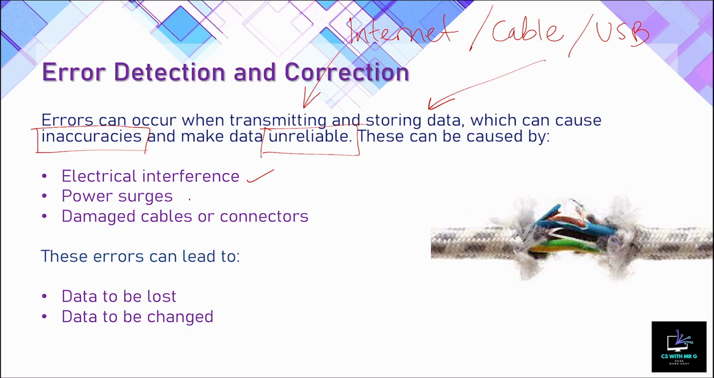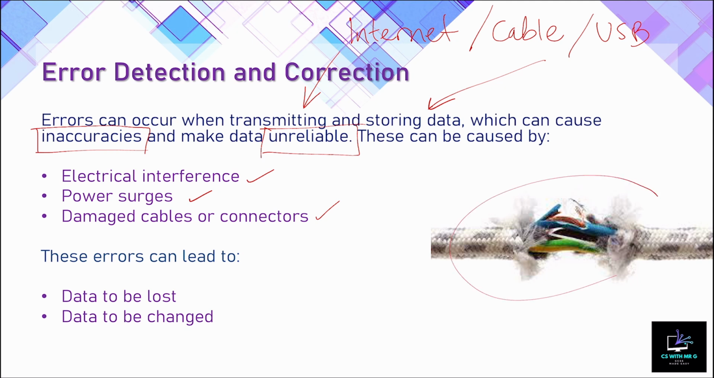We've also got power surges, where there may be a problem with the electricity in the building that you are in, and there could be a sudden surge of electricity causing the data to become corrupt. So again, the binary numbers that we've mentioned in Unit 1 don't add up to what the data should correspond to. Also, this one is fairly straightforward and obvious: damaged cables or connectors.